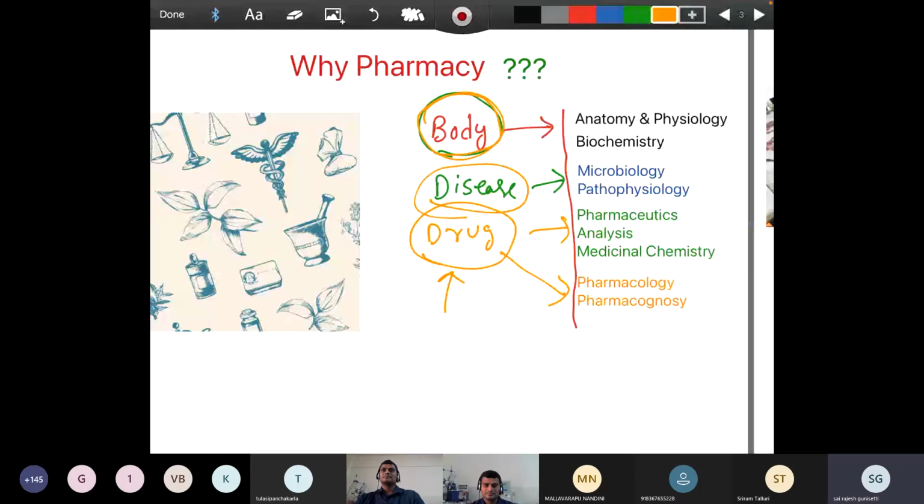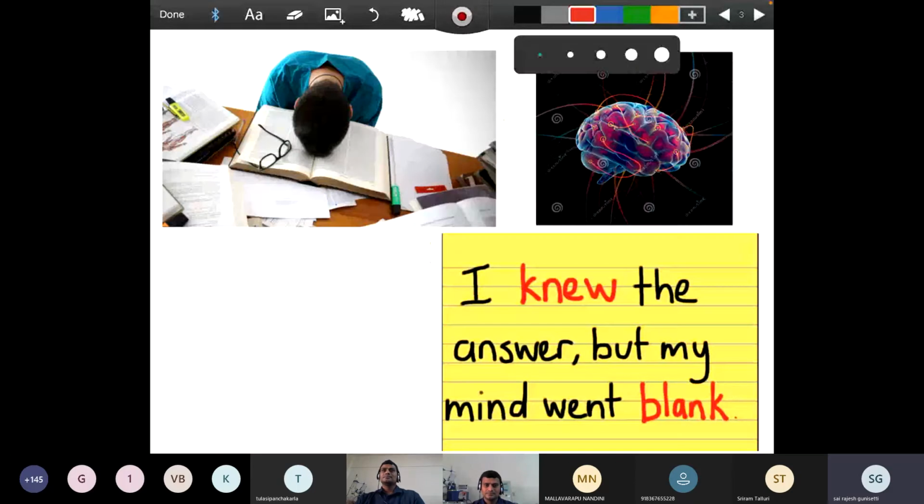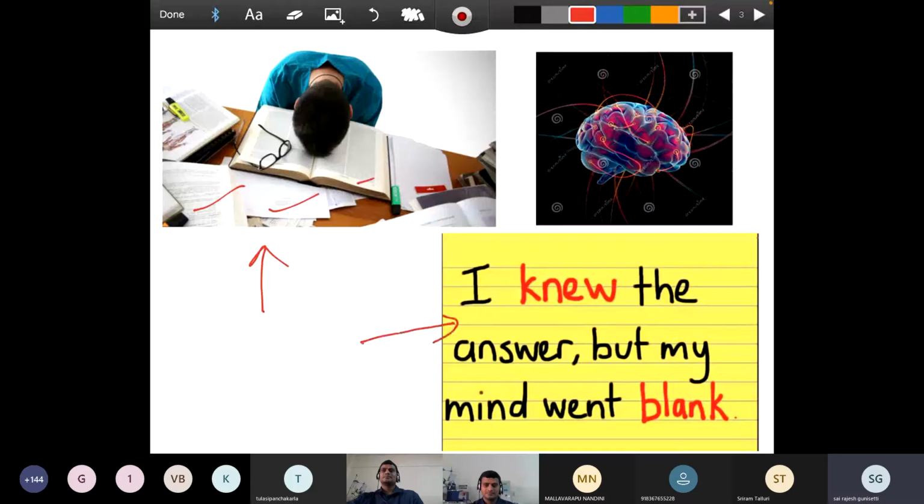See, this is a very common thing. Before examinations, what do we do? We cram a lot of books. We read a lot of books. We sleep over the books. But when you get into the exam, this is a very common thing experienced by most students: I knew the answer, but my mind went blank. It happened to me in the very first year. I studied the whole night, but I could not answer anything. Something went wrong. My mind was not able to concentrate.